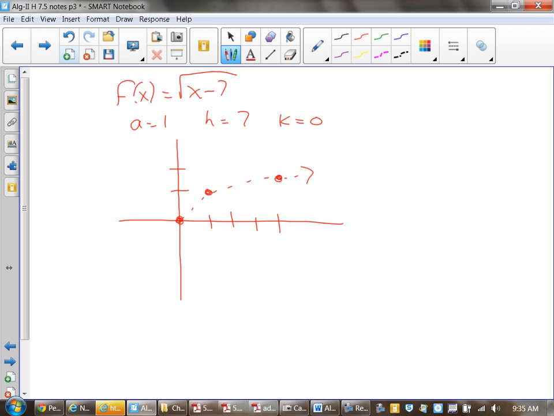To those points, I have to move them where? 7 to the right. Very good. I just move all of these points 7 spots to the right. So here's 4, 5, 6, 7, 8, and 1, 2, 3, 4, 5, 6, 7, and 2. And there's my new graph.